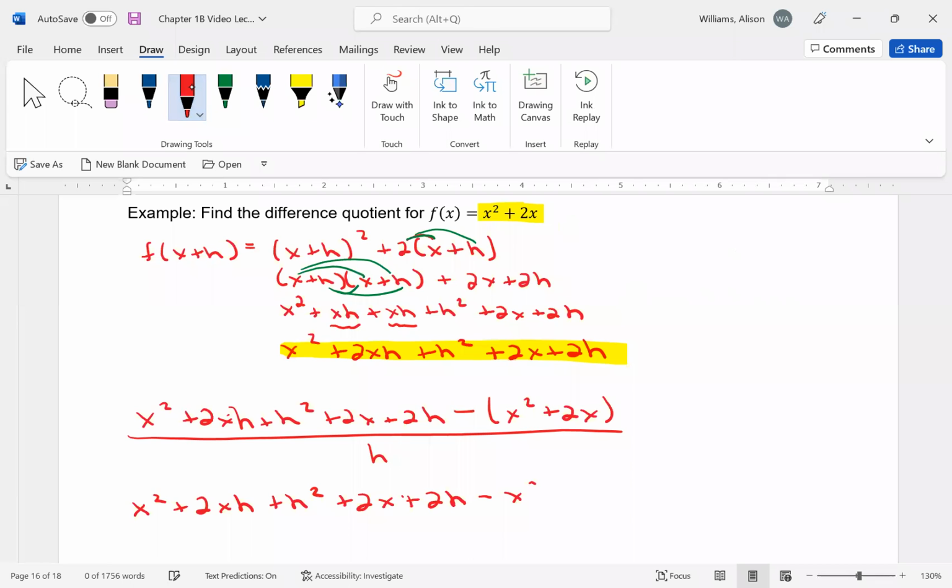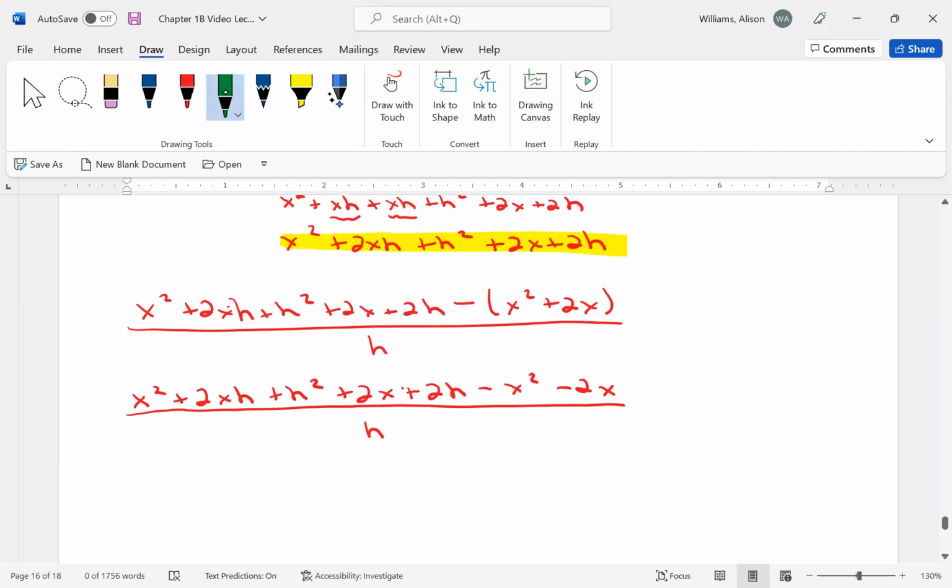So minus x squared minus 2x, still all over h. Okay, so it looks like, let's see, do I have any space? I do. I can cancel the x and the x squared. So here's what I'm left with: 2xh plus h squared plus 2h all over h.